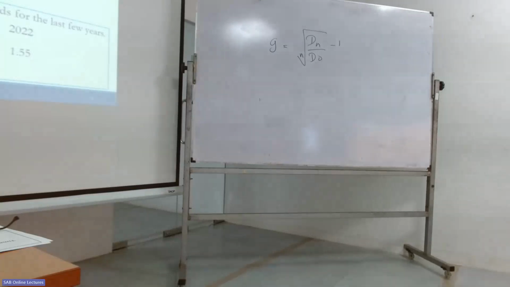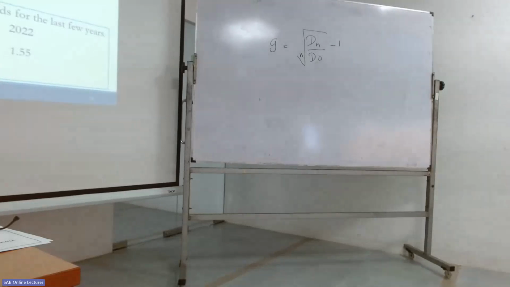We have 5 years DPS information. So when you apply this model, you have to define D0, Dn. Which year is the D0? 2018. This is D0. Then D1, D2, D3, D4. Right?